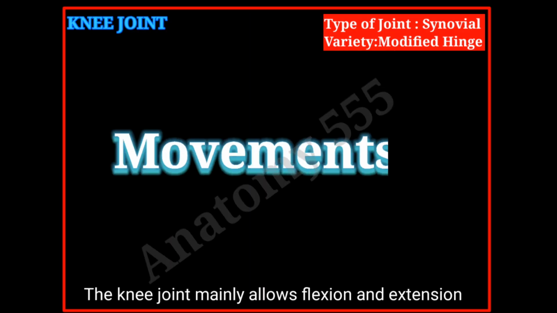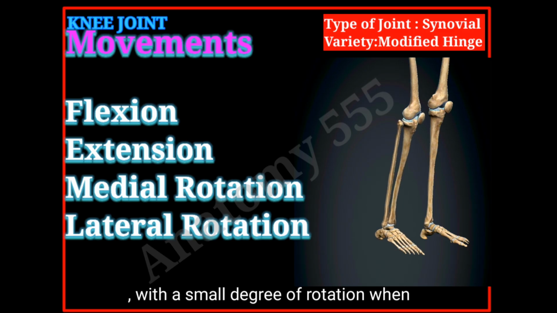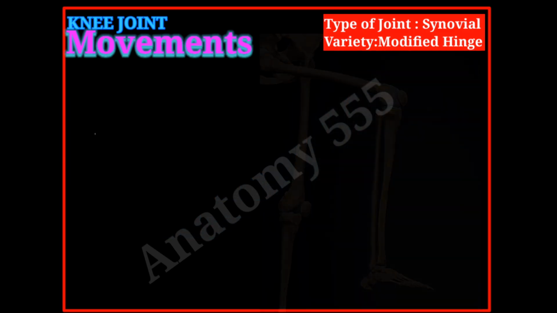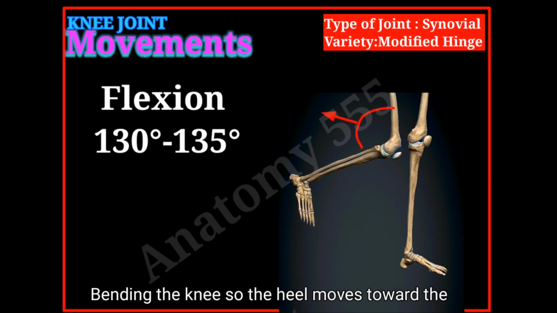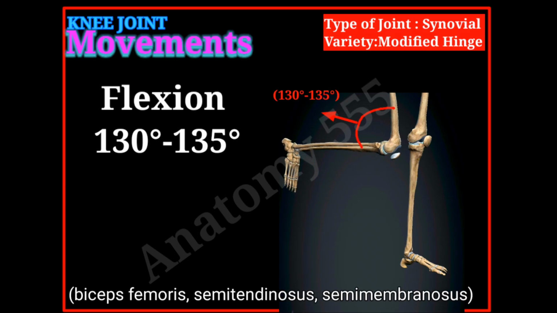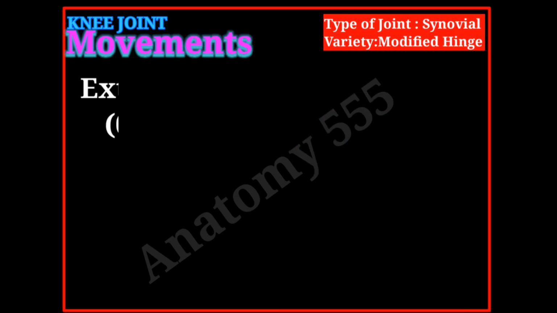Movements of knee joint. The knee joint mainly allows flexion and extension, with a small degree of rotation when the knee is flexed. Flexion, bending the knee so the heel moves toward the buttock. It is produced by the hamstring muscles, biceps femoris, semitendinosus, semimembranosus. Please check my previous video of femur bone for muscle attachments.